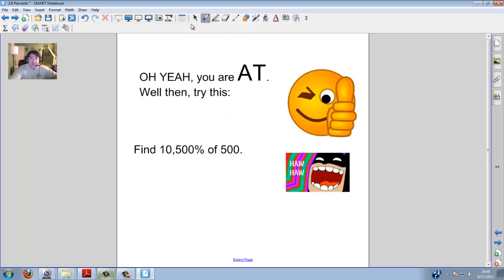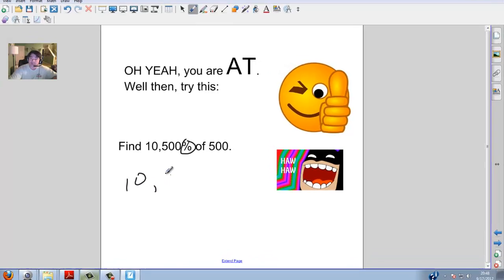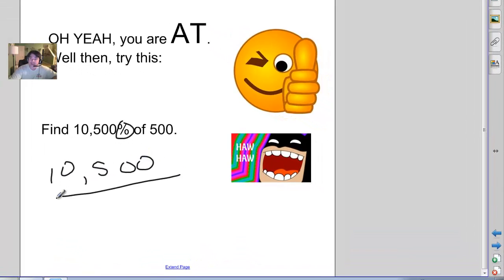Moving on. Oh yeah, you are AT, so why don't you try this? 10,500% of 500. Just follow the formula. You're not sure? Percent means over 100. So 10,500 over 100. 500 over here. Criss Cross Applesauce.